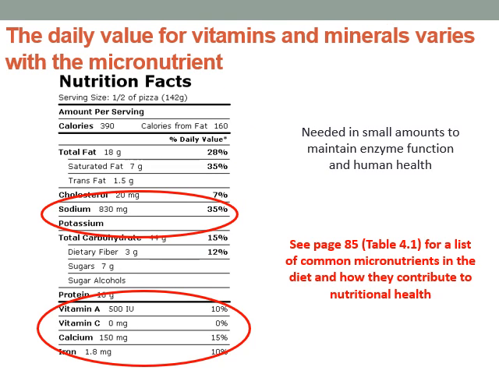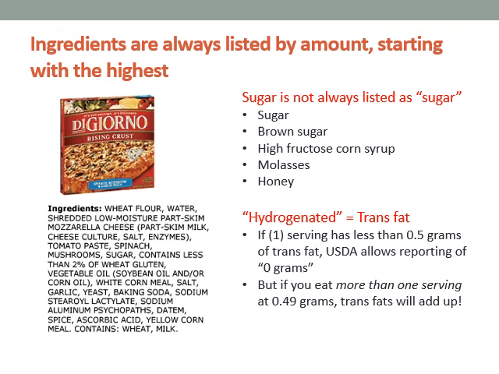Okay. Daily value for vitamins and minerals varies with each micronutrient. Again, these are needed in small amounts to maintain enzyme function and human health. So you can see the list in your book for the common micronutrients in the diet and how they contribute, but you should be able to see them on nutritional labels as well.